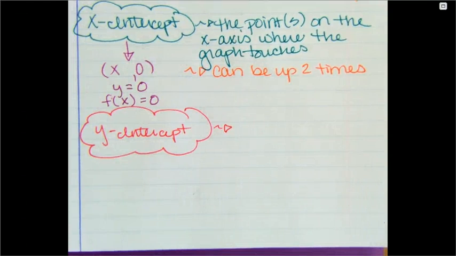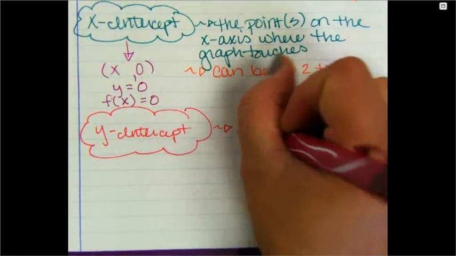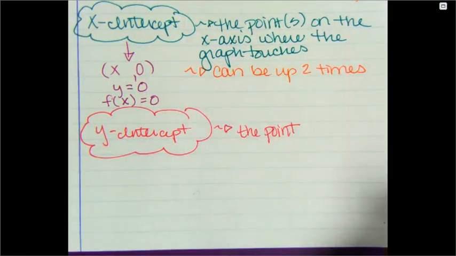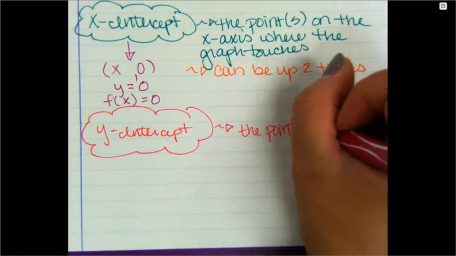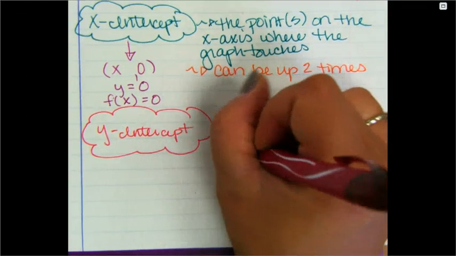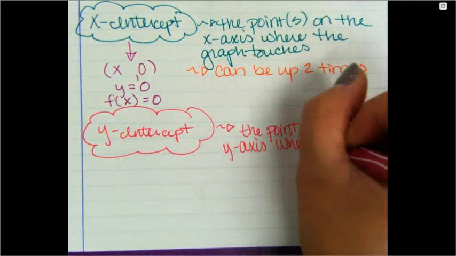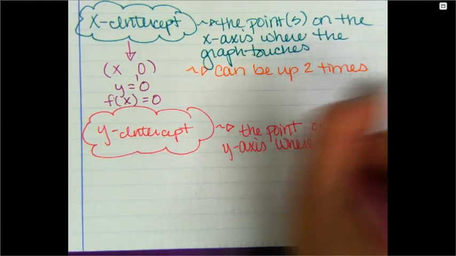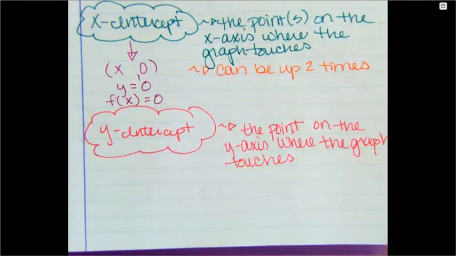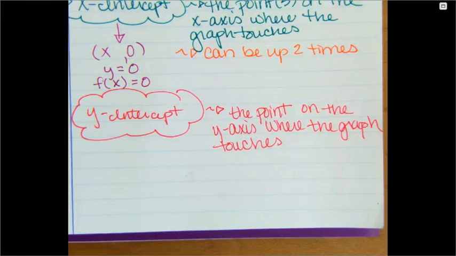Y-intercept. What's it mean to be a y-intercept? It's the point on the y-axis where the graph touches. How many times can you hit the y-axis? Once. Why? Because it is only one time.